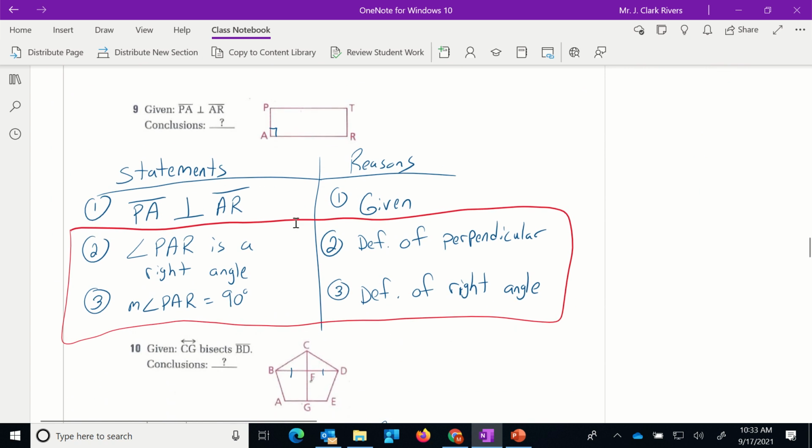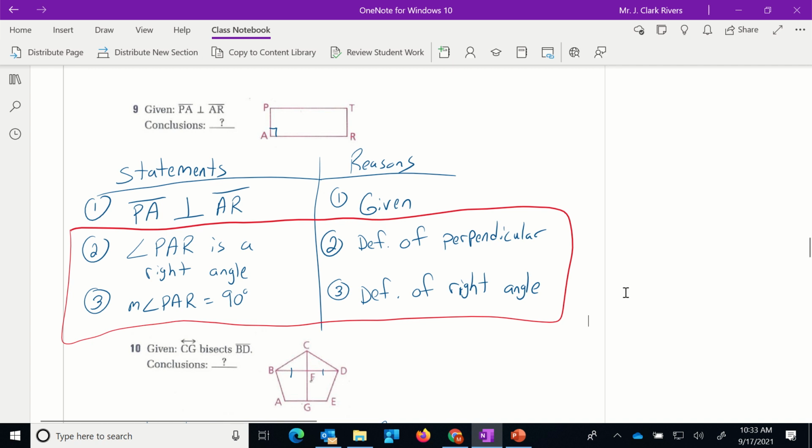Number 9. PA, here's PA right there, is perpendicular to AR. That's right there. The conclusions we can draw, angle A, or you might call it PAR like I did down here, is a right angle. That's the definition of perpendicular. If 2 segments are perpendicular to each other, a right angle is formed. If that right angle is formed, its measure has to be 90 degrees. So the measure of angle PAR is equal to 90 degrees. That's the definition of a right angle. That's what you had to have, and I want it in that order too.